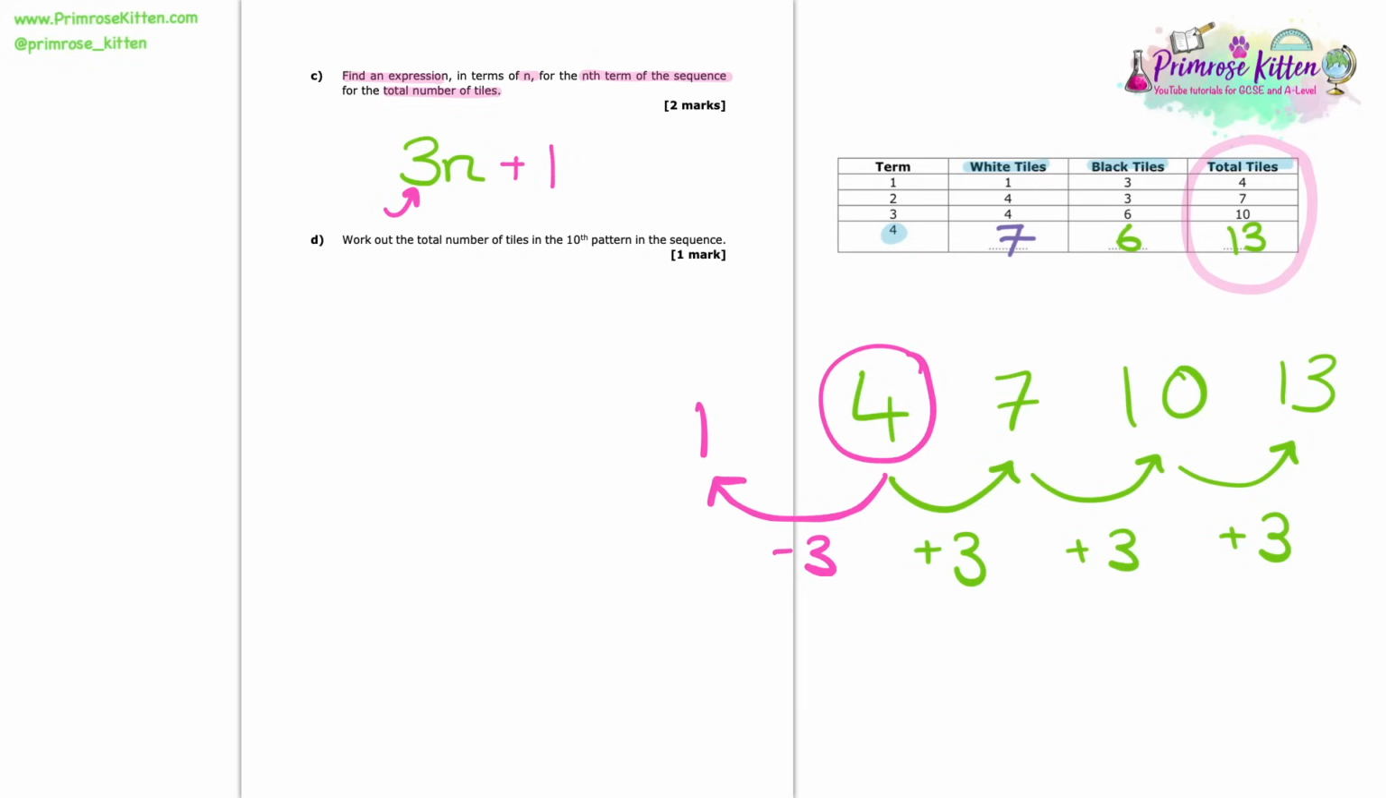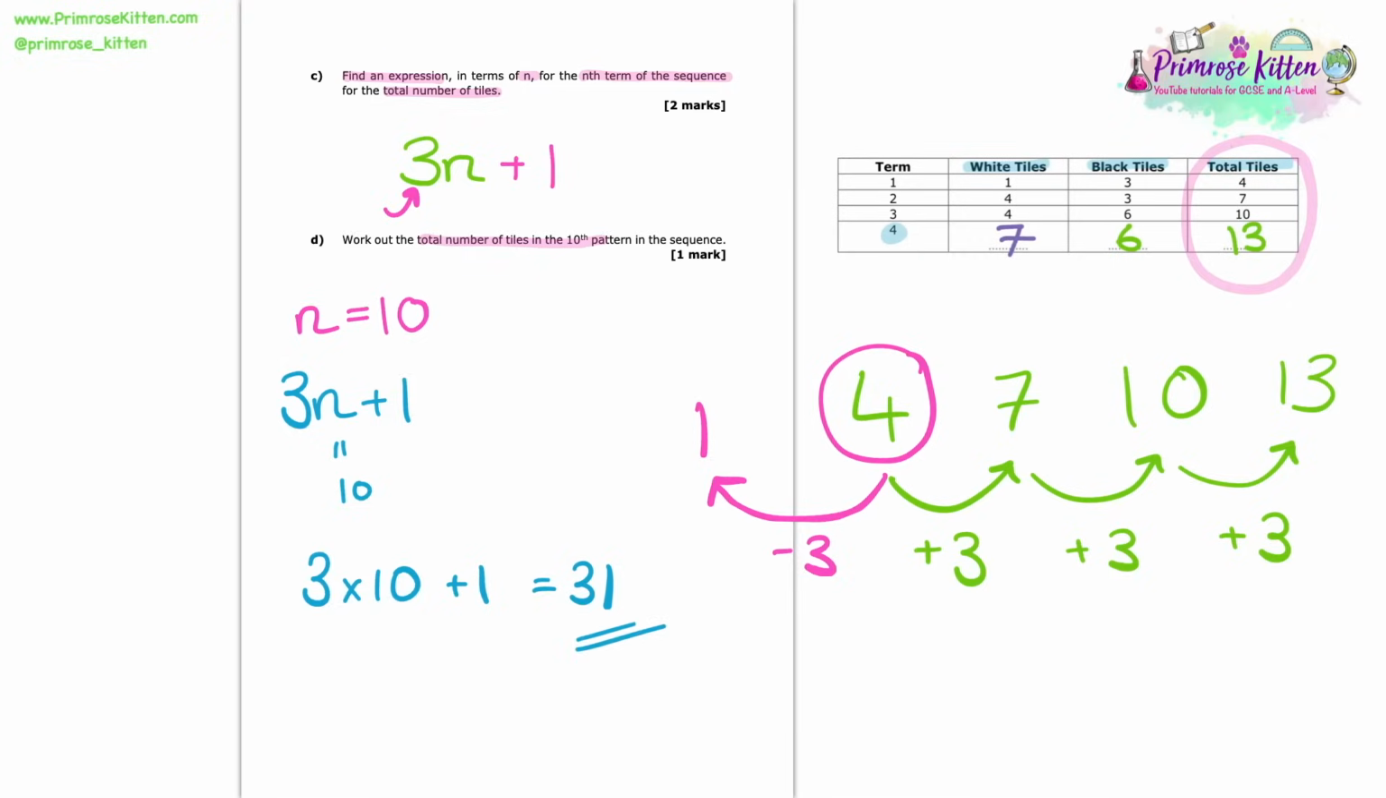So for part D here, we're asked to work out the total number of tiles in the 10th pattern of the sequence. So that means we need to know how many tiles there are when n is equal to 10. Now we have the nth term is 3n plus 1. So if we want to work out the total number of tiles when n equals 10, we substitute in place of the n 10. So here we're going to get 3 times 10 plus 1. And that gives us 31. So in answer to the question, what is the total number of tiles in the 10th pattern in the sequence? Our answer is 31.